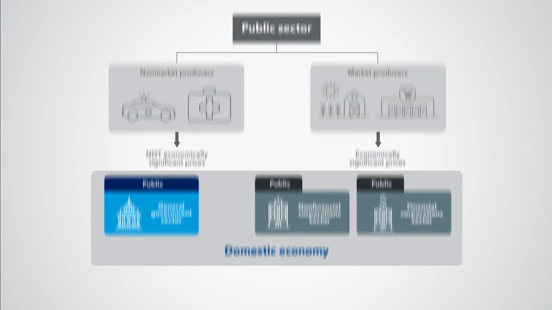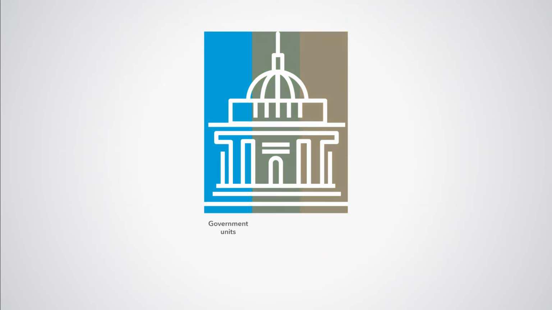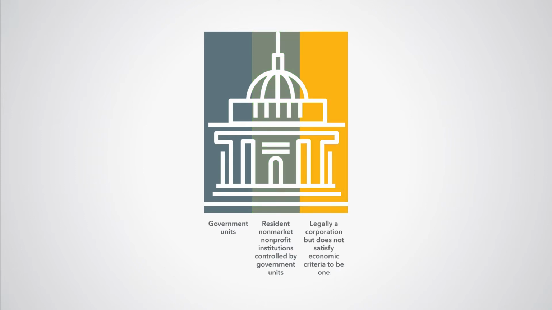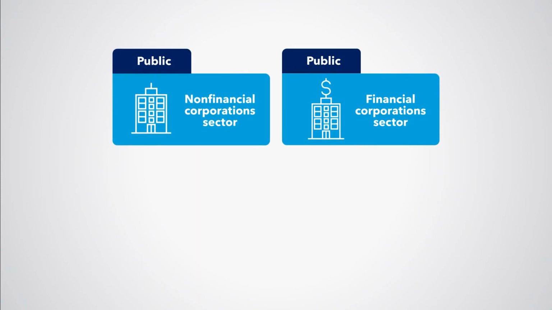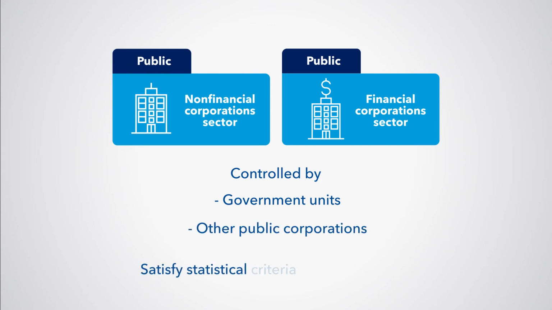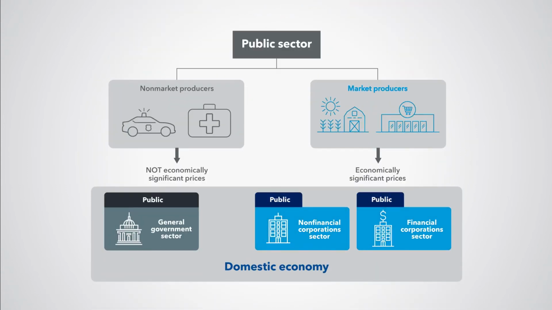The general government sector includes all government units and all resident non-market non-profit institutions that are controlled by government units. This sector also contains public enterprises that are legally constituted as corporations but don't satisfy the statistical criteria to be treated as such. In other words, they are not market producers. The public corporations sector covers all corporations controlled by government units or by other public corporations that satisfy the statistical criteria to be treated as corporations. In other words, they are market producers.